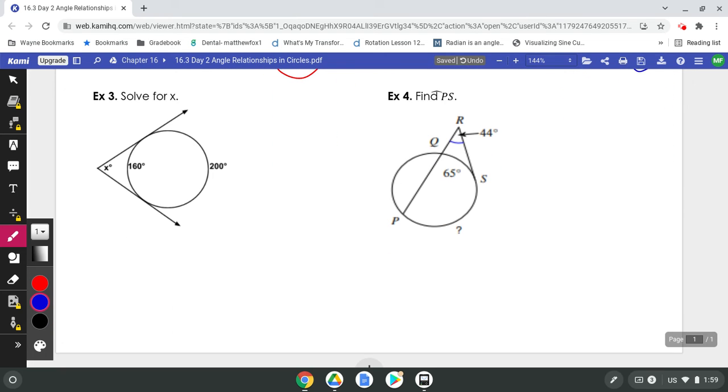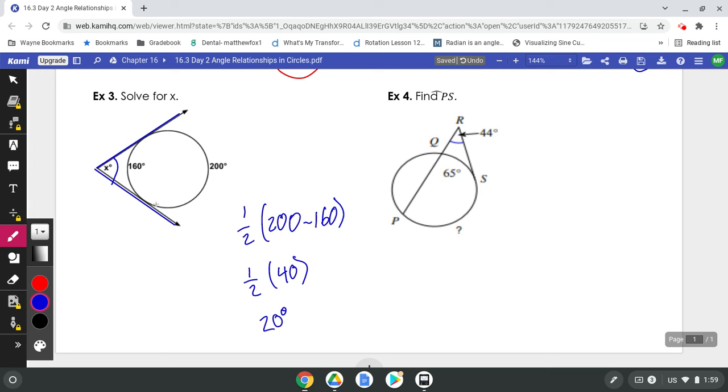Number 3, same approach. This time we're finding x. X is right there, so this angle, we have our two tangents here. We'll take half times 200 minus 160. So 200 minus 160 leaves us with 40. Half of that 40 is 20 degrees.